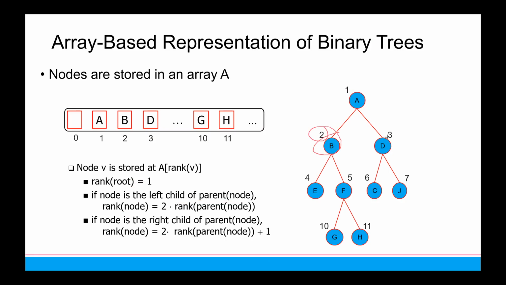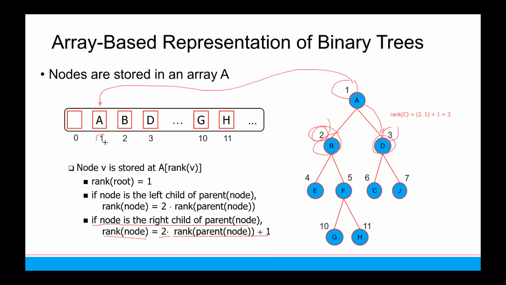What about D? If the node is the right child of the parent node, then the rank will be 2 multiplied by the rank of the parent node, plus 1. The parent node is 1, so we have 2 multiplied by 1, plus 1, which is 3. This rank indicates the position.